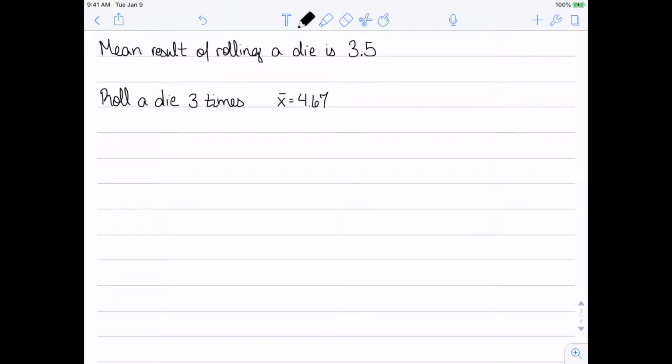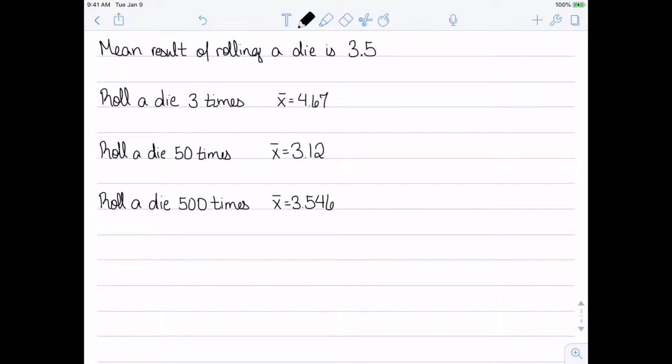Now I rolled a die 3 times. I got 3 different numbers, and when I averaged them, their average was 4.67. So that would be my sample mean. 3.5 is my parameter, 4.67 is my statistic, and we can see these are not close at all. This time I rolled my die 50 times, took all of the outcomes from those 50 rolls and averaged them, and this time I get 3.12. That's still not exactly 3.5, but it's a lot closer than 4.67 was. This time I rolled my die 500 times, averaged all the results, and got 3.546. Now we're getting really close to 3.5.